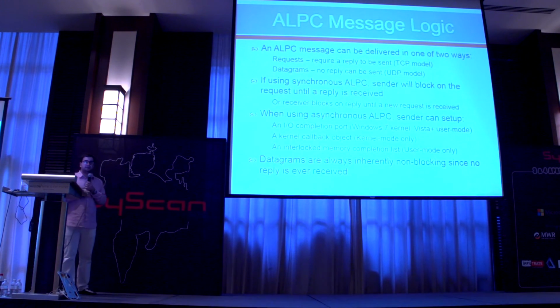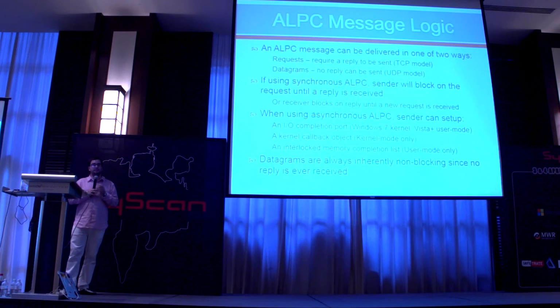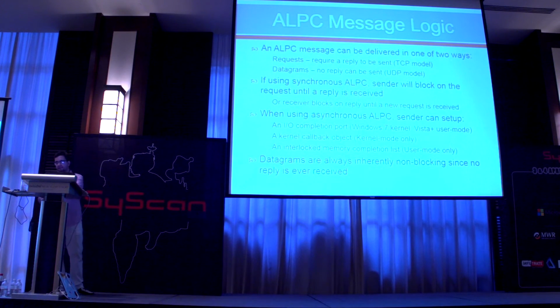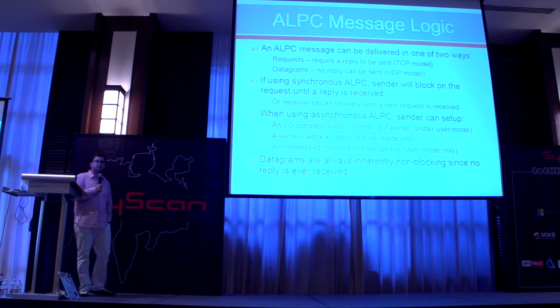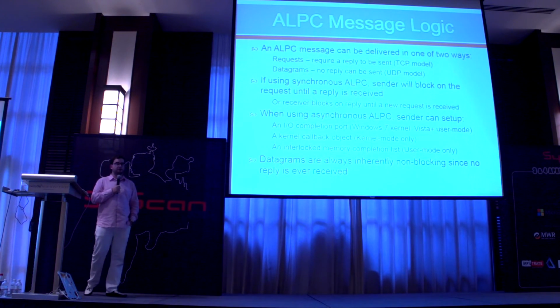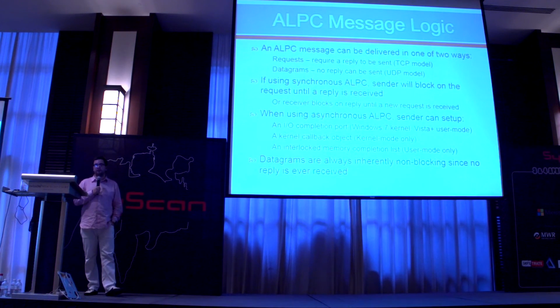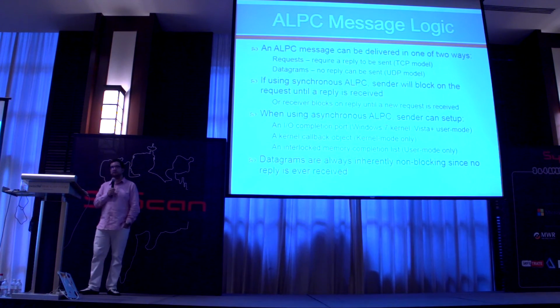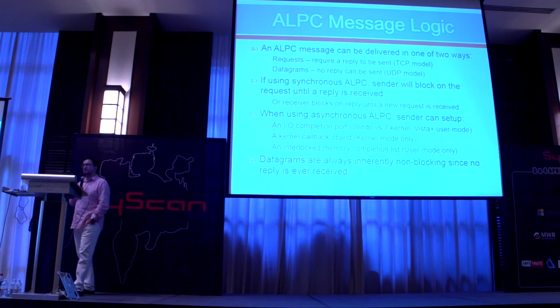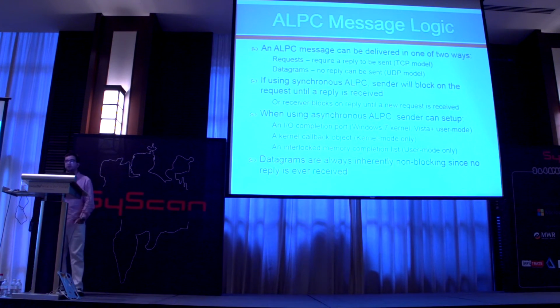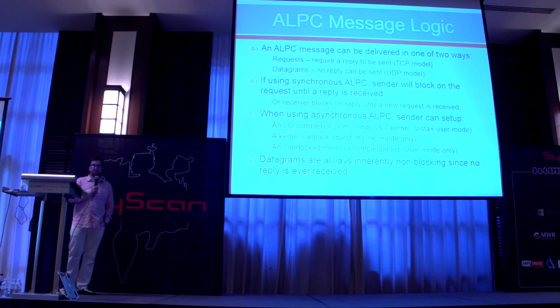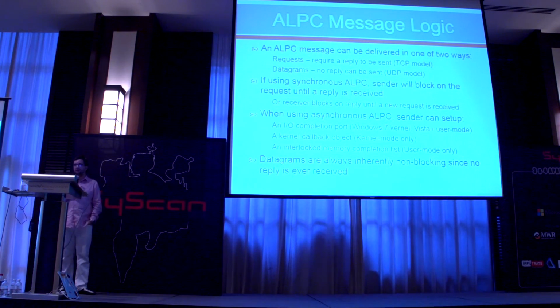Now, before we get to attributes, when you actually send a message with ALPC, you can send it as a datagram or as a request. And this is, again, very similar to network protocols. So a request has to have a reply. So that's the standard TCP model. A datagram does not have a reply. In fact, you will not get a reply, and a server cannot send a reply. So if you're using synchronous ALPC, if you send a request, you're going to block on reply. You have to get a reply back.